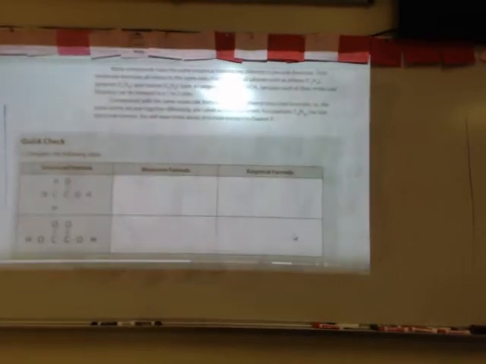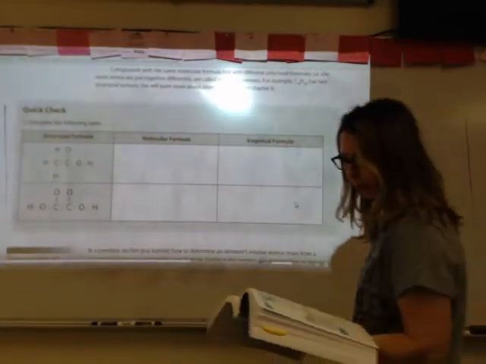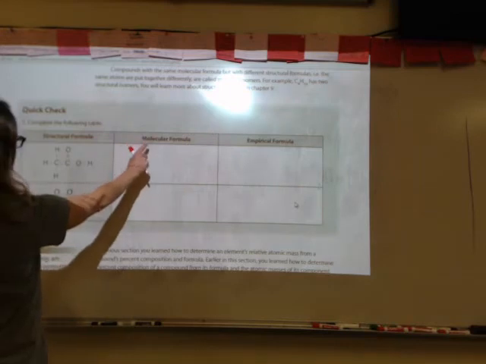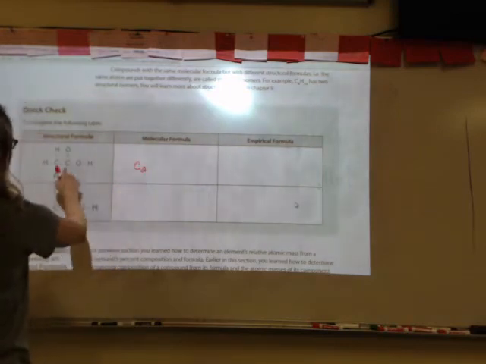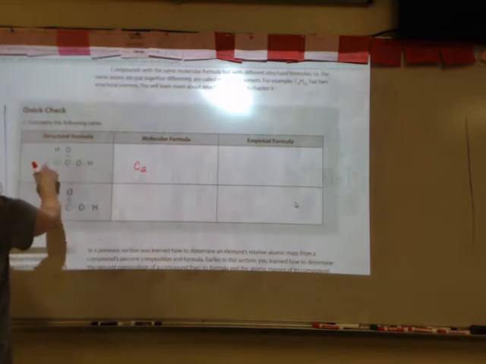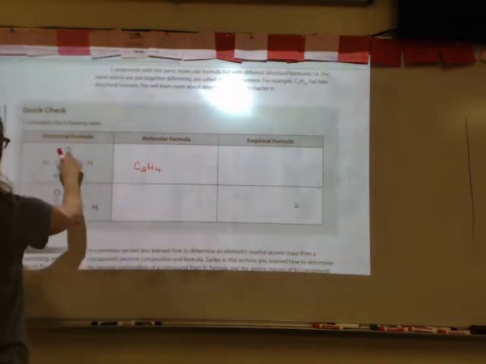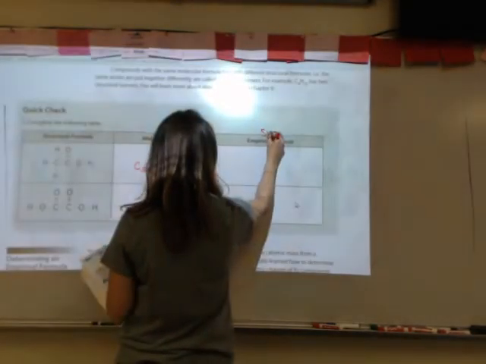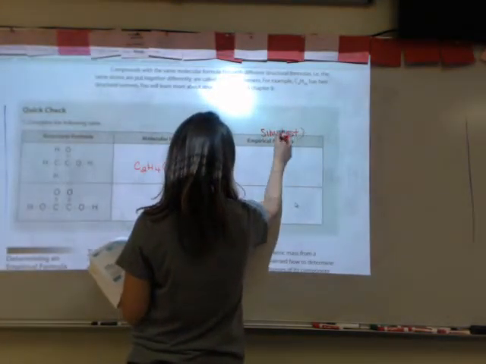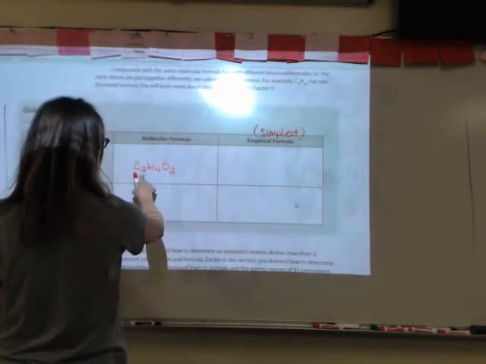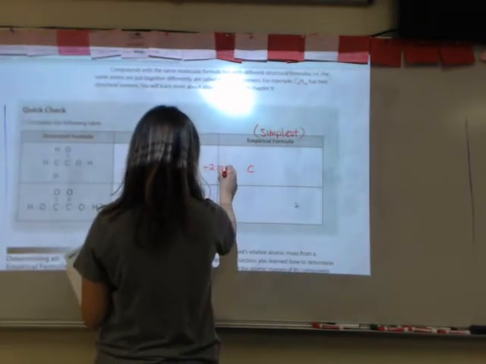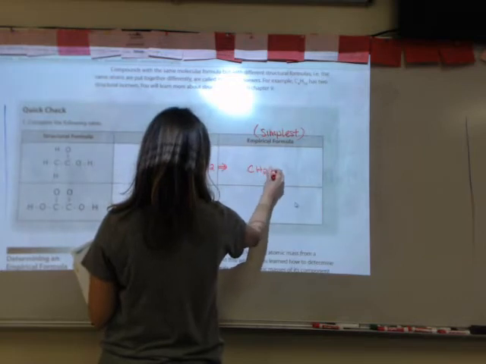And then you have the structural formula, which shows how the atoms in the molecule are arranged. So let's take a look here at this quick check. If I have a structural formula that looks like this, my molecular formula would be C2, because I have 2 carbons, and then I have 4 hydrogens, and then I have 2 oxygens. The empirical formula of that molecular formula would be the simplest ratio of my atoms. So that means I would divide each one of these subscripts by the same number, which is 2. And when I divide that by 2, I'm going to get CH2O.